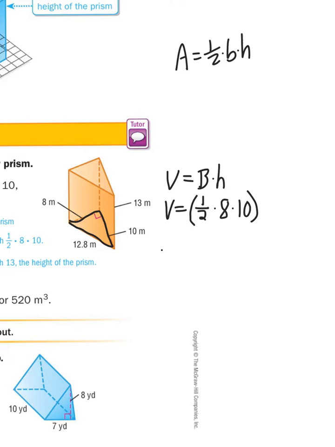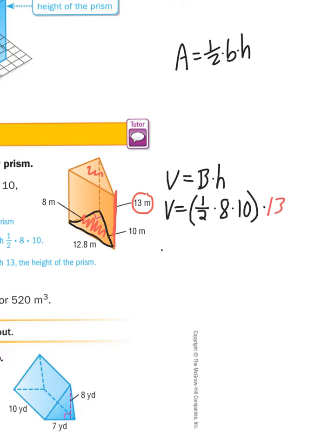Now, to get times the height, which is what people forget to do a lot, the height is not the height that we used to get big B. The height is how high this prism is. In other words, the distance between the two triangle bases. So basically, how far apart is this triangle and this triangle? And if you see, it is right here. That's the height of the prism, which is 13.